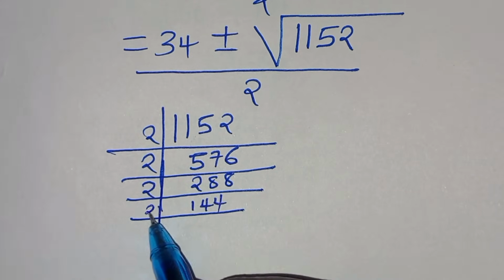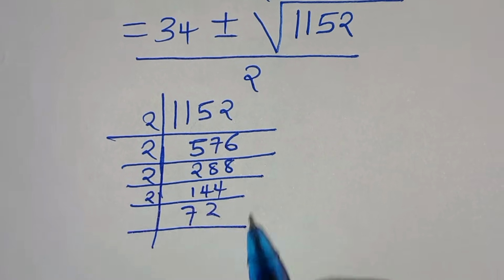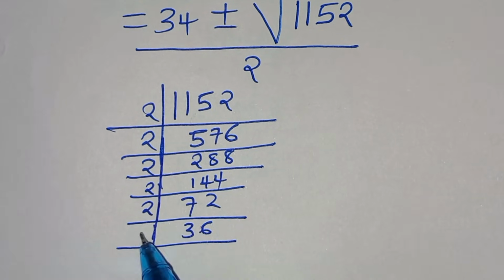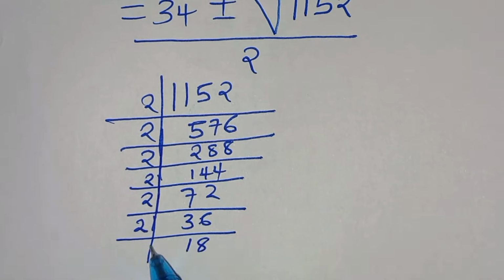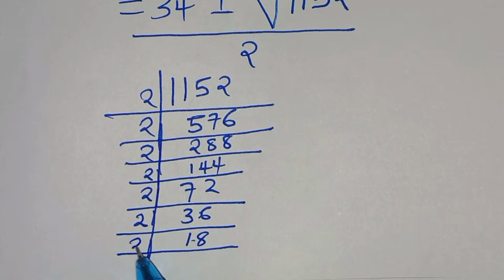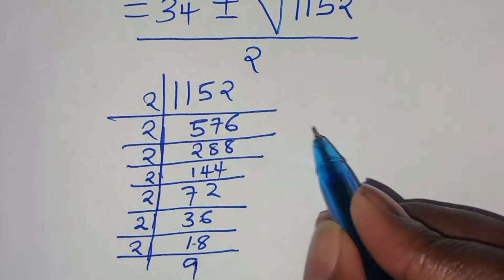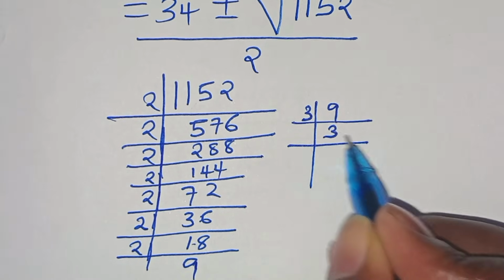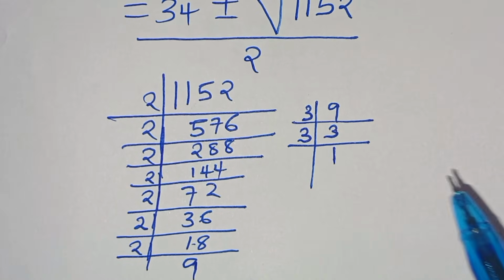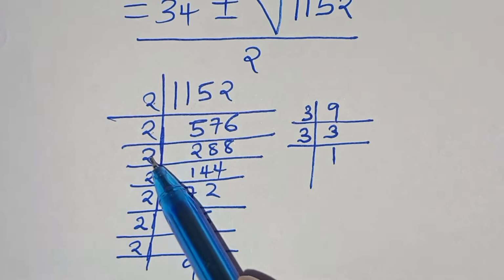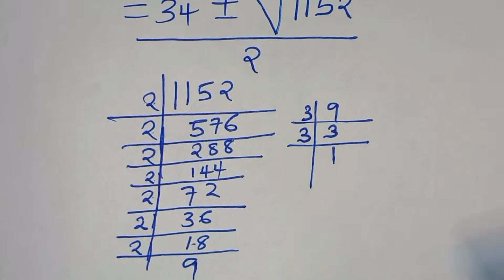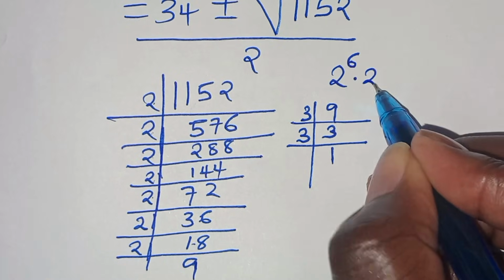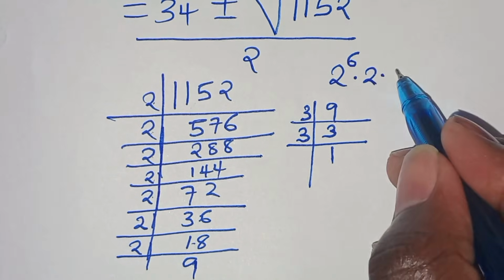Then 144 divided by 2, this is equal to 72. Then we have 72 divided by 2, this is equal to 36. Then 36 divided by 2, this is equal to 18. Then we have 18 divided by 2, this is equal to 9. And remember, we have 9 divided by 3, this is 3. And then 3 divided by 3, this is 1. So here we have 1, 2, 3, 4, 5, 6, 7. So we have that 2 to the power of 6 multiplying by 2, then multiplying by 3 squared.